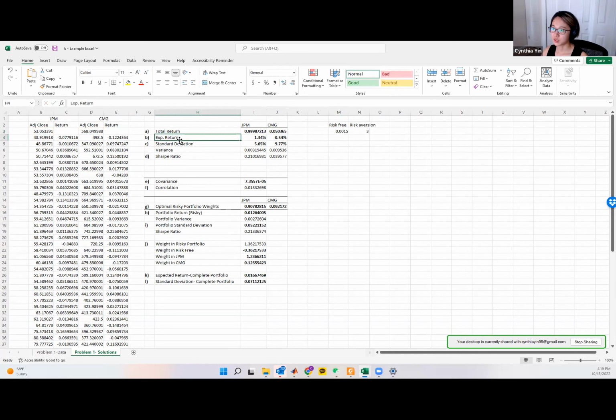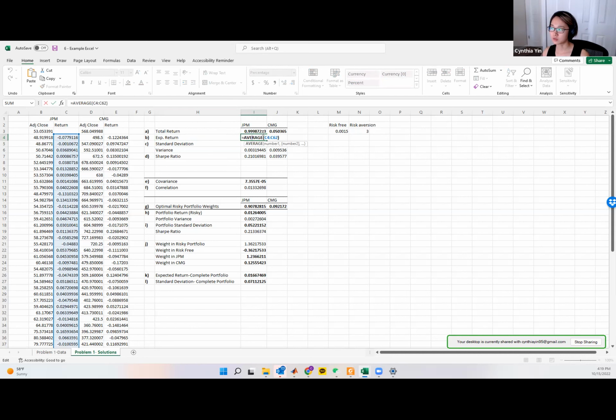Expected return, as I mentioned in class, usually in the sample data, when we say expected return, it means estimate of expected return or the historical expected return. This is just the average, using the average formula in Excel of this column, all the returns. And the same thing for Chipotle average. Okay. Standard deviation is just using the function STDEV.S, as in sample, of this whole column.